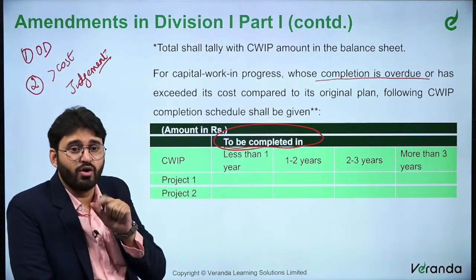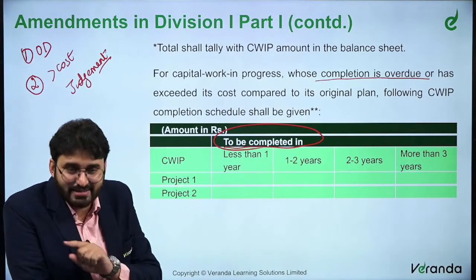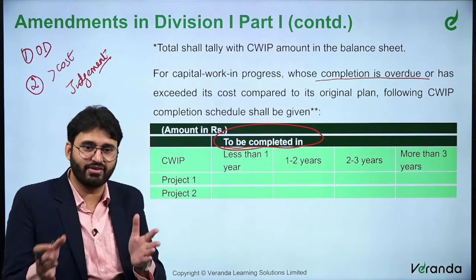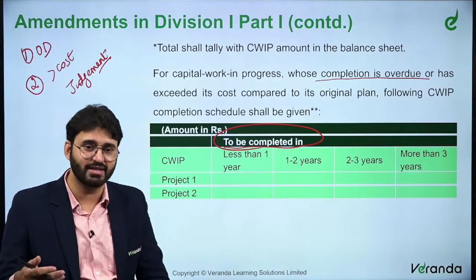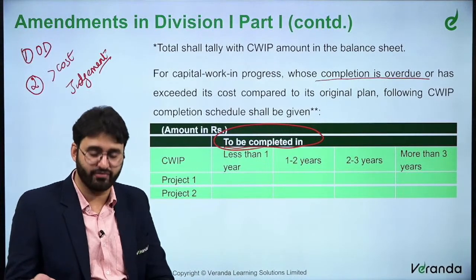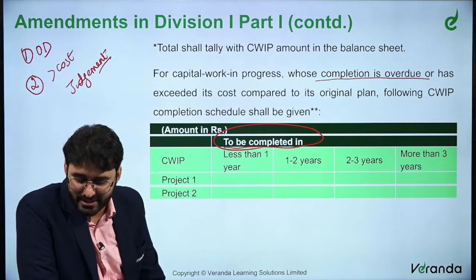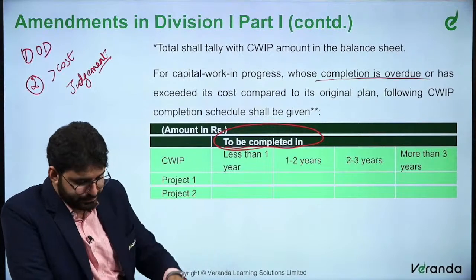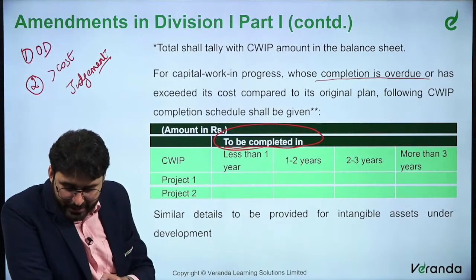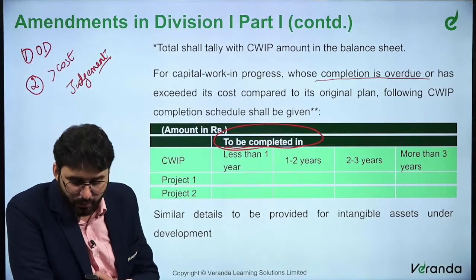In this schedule, you will have to discuss with the management. Ideally the entire FS has to be prepared by the management only, but as auditor you will have to go through all this and check all this, because if it's not in line, then you will have to qualify your opinion. So anyways you will have to discuss and check the authenticity of this schedule. Clear? So similar details to be provided for intangible assets under development as well.